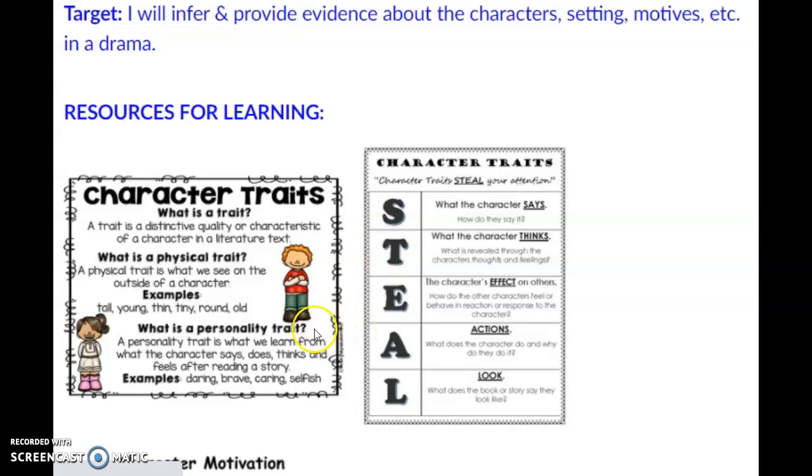But then on the inside of a character, they have what's called personality traits. A personality trait is what we learn from what the character says, does, thinks, and feels after reading a story. So these personality traits reveal the inside of the character. Would you describe this character as being daring or brave, caring, or selfish?